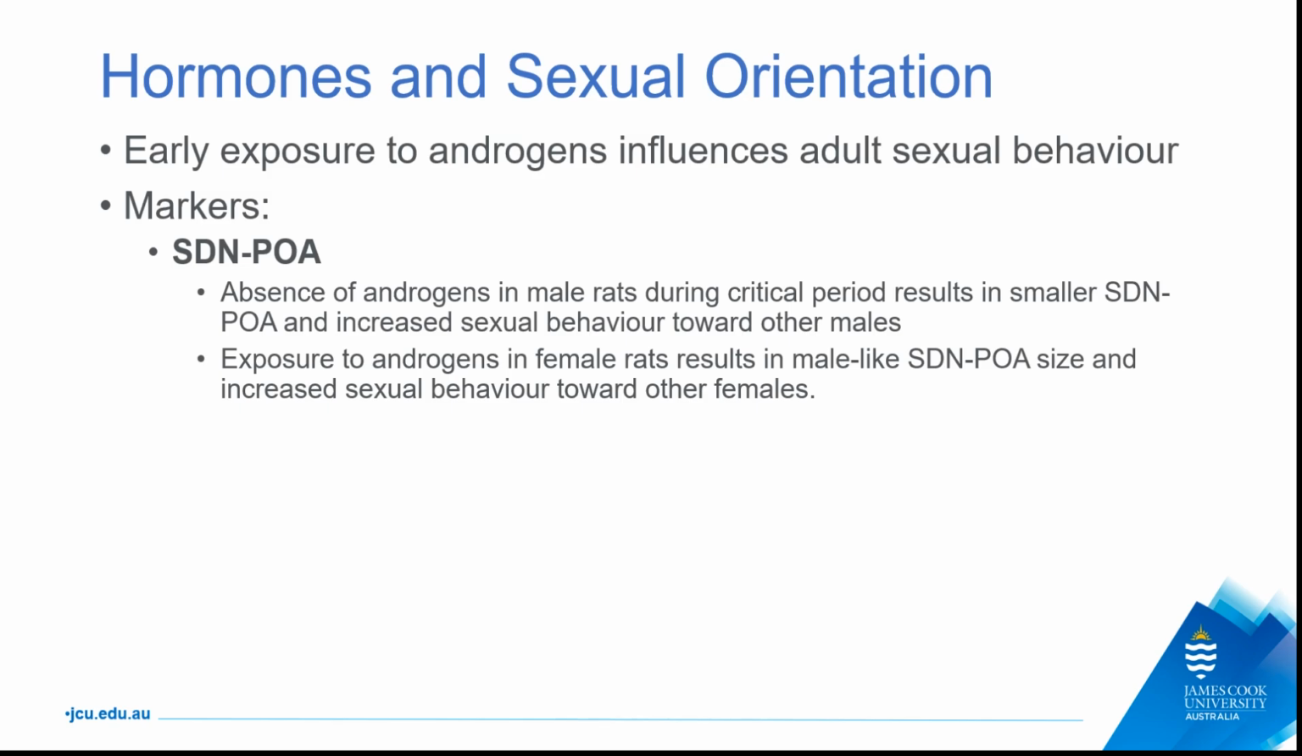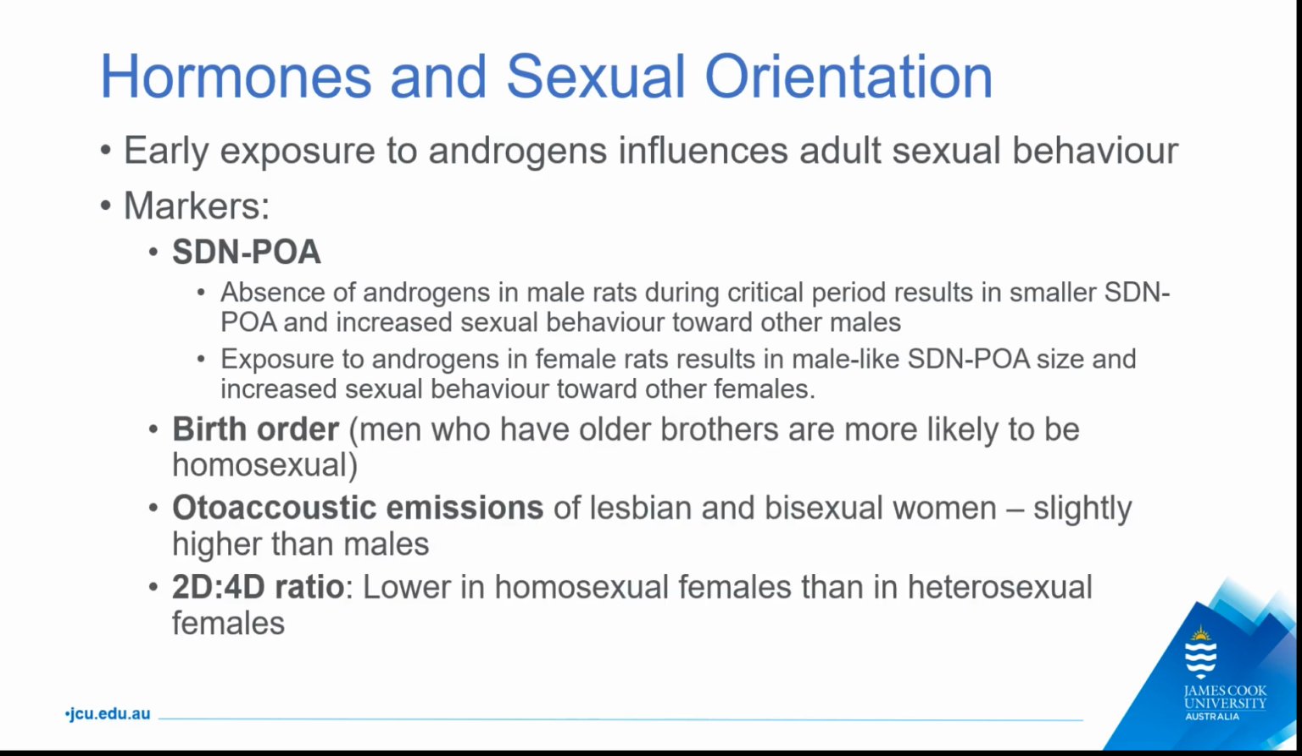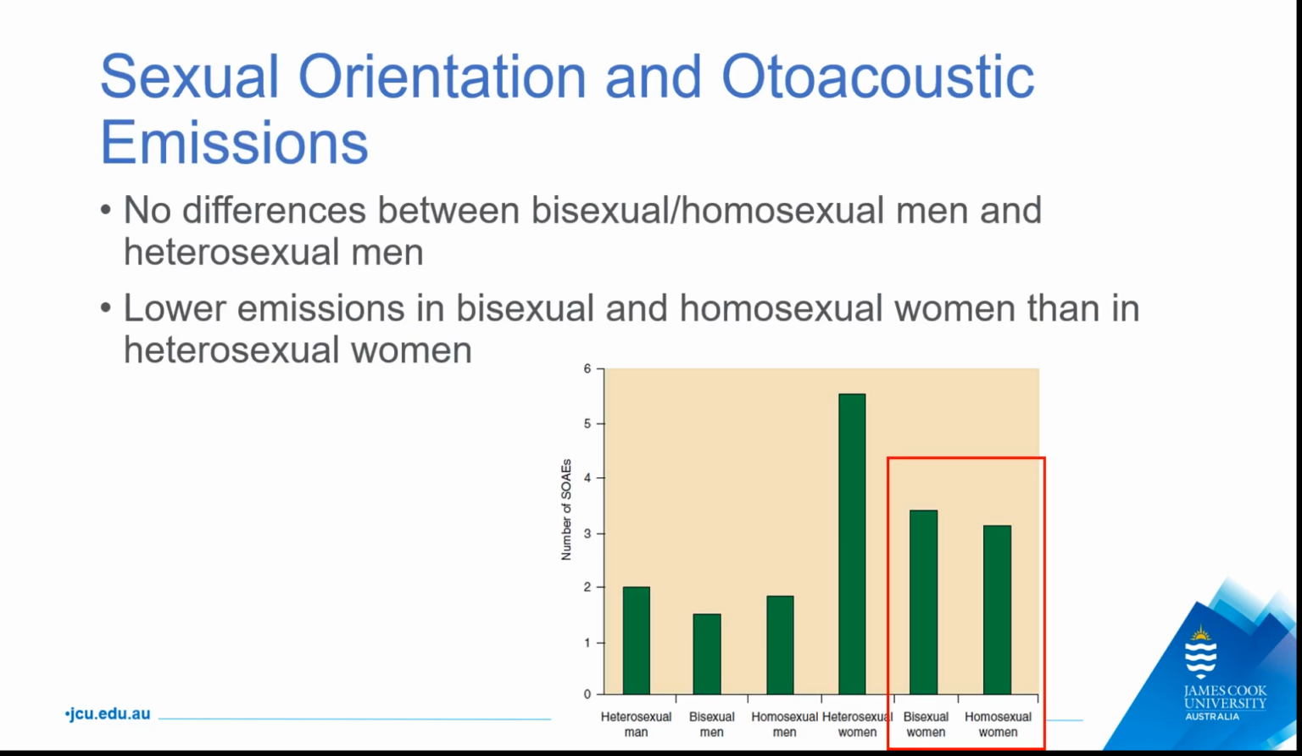And now we talk about birth order. Just now we talked about otoacoustic emissions. We also talked about the 2D/4D ratio. And birth order is also a little bit controversial, but it's kind of believed. It's been found that men who have older brothers are more likely to be homosexual. Controversial finding, but take note, we do have such findings.